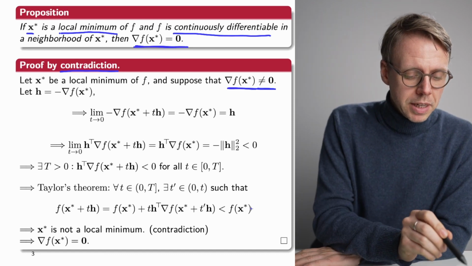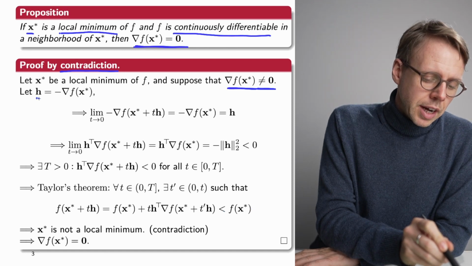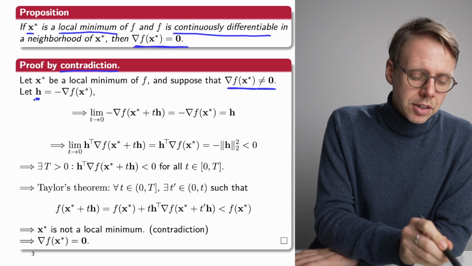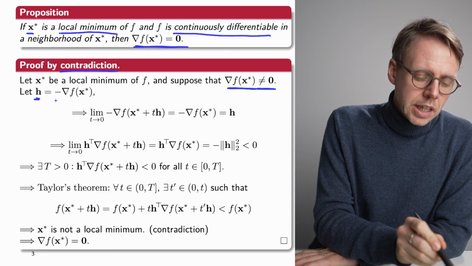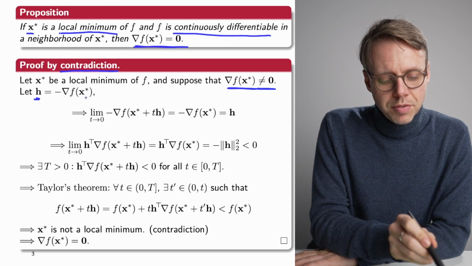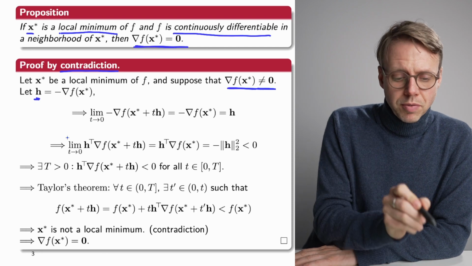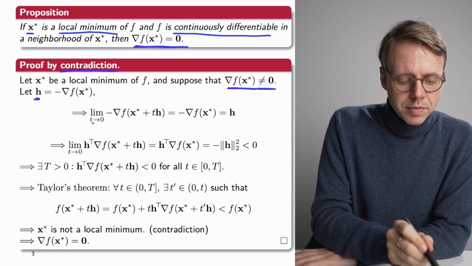So, but how do we get there? Well, the first thing that we do is we define our vector h to be equal to the negative gradient of f at this point x star, at this local minimum. From that, the following follows.